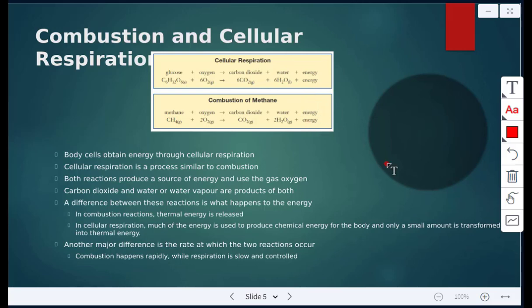A difference between the reactions is what happens to the energy. In combustion reactions, it's thermal energy being released. In cellular respiration, the energy is used to produce chemical energy for the body, and only a small amount of it will be transferred into thermal energy. Another difference between the two is the rate at which the two reactions occur. Combustion will happen very rapidly, very quickly, while cellular respiration is a much more controlled and slow process in the body.